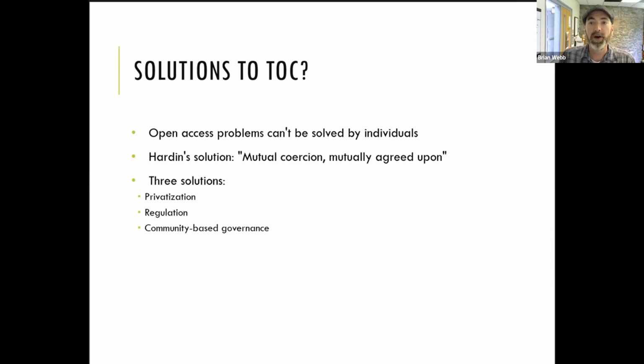In other words, open access problems or tragedy of the commons examples can only be solved by government or community involvement. Individuals alone can't do this. So Garrett Hardin, what he wrote down as his solution was mutual coercion, mutually agreed upon. It sounds kind of heavy, but the idea being that the community mutually agrees to limit themselves in a certain capacity. So you certainly do see this played out in a number of different ways, but it requires coercion.